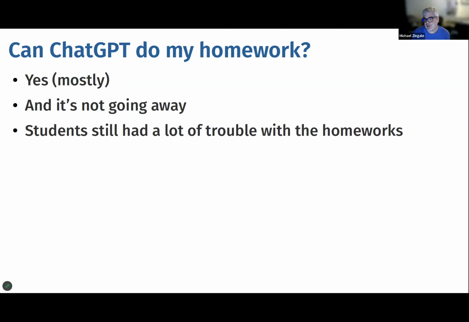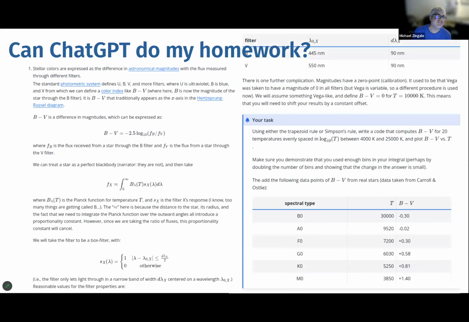But the other thing that we have to keep in mind is that they're limited based on what they've trained on, what they've seen. And I think that's something we have to emphasize to students. So here's an example of a homework. Again, my notes are up online.